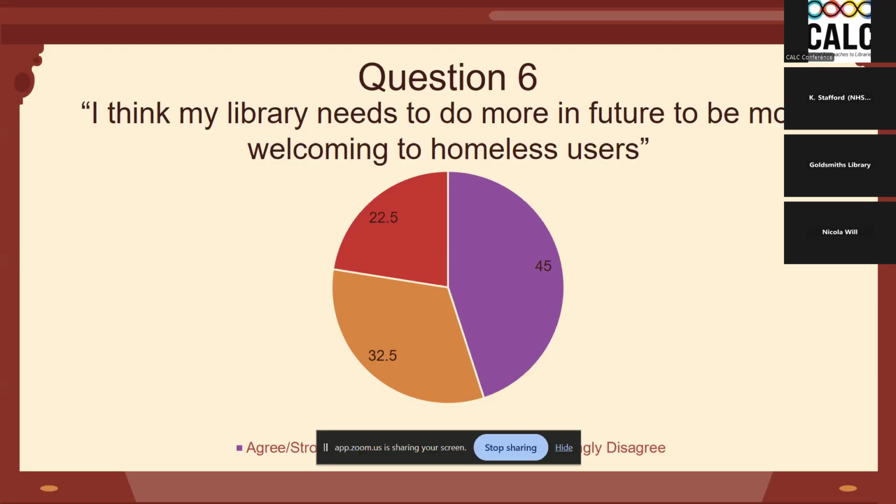This means that about a third of the respondents felt that they were not sure whether the library needed to do more in future to be welcoming. And I think those answers fall between two categories. The first may be that those responding felt that while the library wasn't as welcoming as it could be, they weren't sure whether more was appropriate, given potential feelings from staff and users that homeless users aren't a desirable group. And the second may be people who are unsure as to how welcoming their library was at the moment, and so felt unable to gauge.